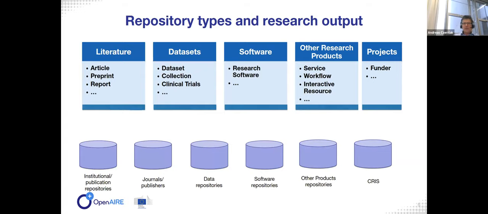In these repositories, we find different types of resources. In literature, we find articles, preprints. We find data sets, collections, clinical trials, software, research, and so on. It's especially to say that we have projects and funders, and also different resource types that will come up in the future.